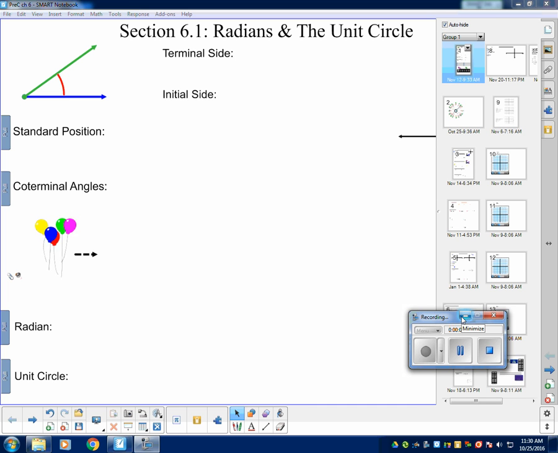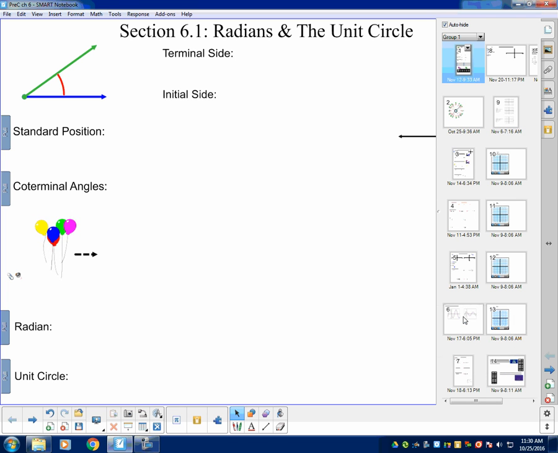Section 6.1, radians and the unit circle. So the goal is, by the end of the class, to be re-familiarized with the unit circle, to practice it a little bit in pairs. I'm going to pair you up and practice it, and then do a little bit of homework on it.